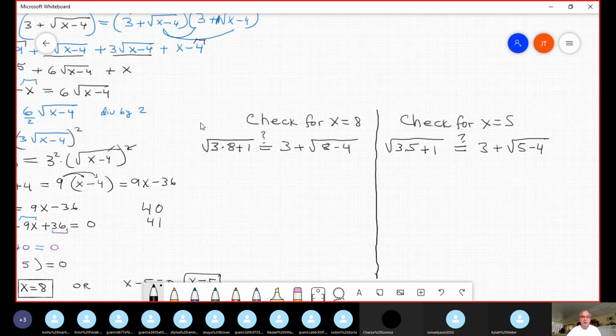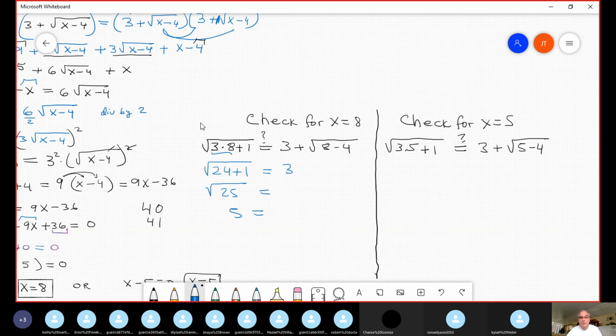But let's do it one by one. I respect the order of operations. 3 times 8 is 24. Let me continue on the left hand side. 24 plus 1 is 25, and the square root of 25 is 5. So the left hand side is 5. The right hand side: 8 minus 4 is 4, and the square root of 4 is 2, and 3 plus 2, of course, is 5. Okay, therefore, the answer 8 is perfect.